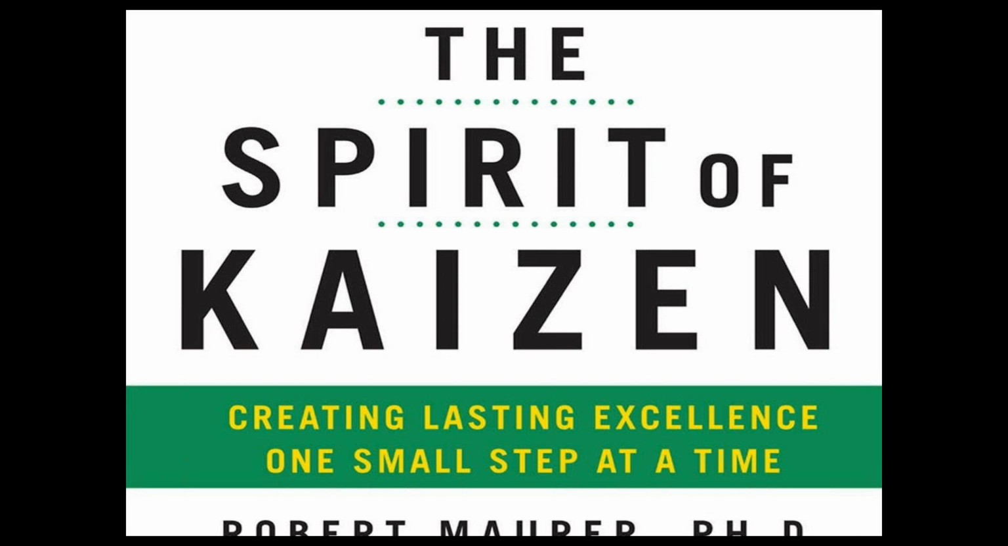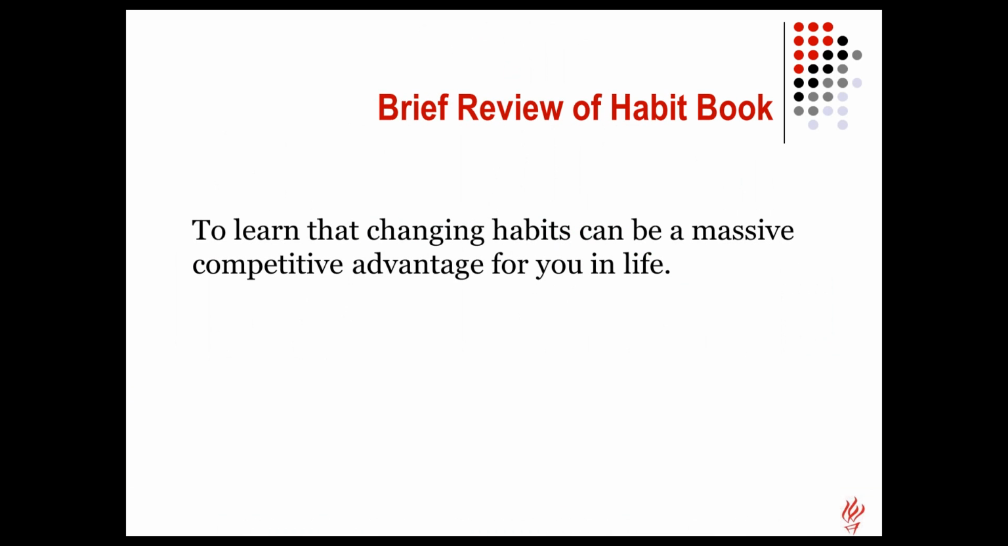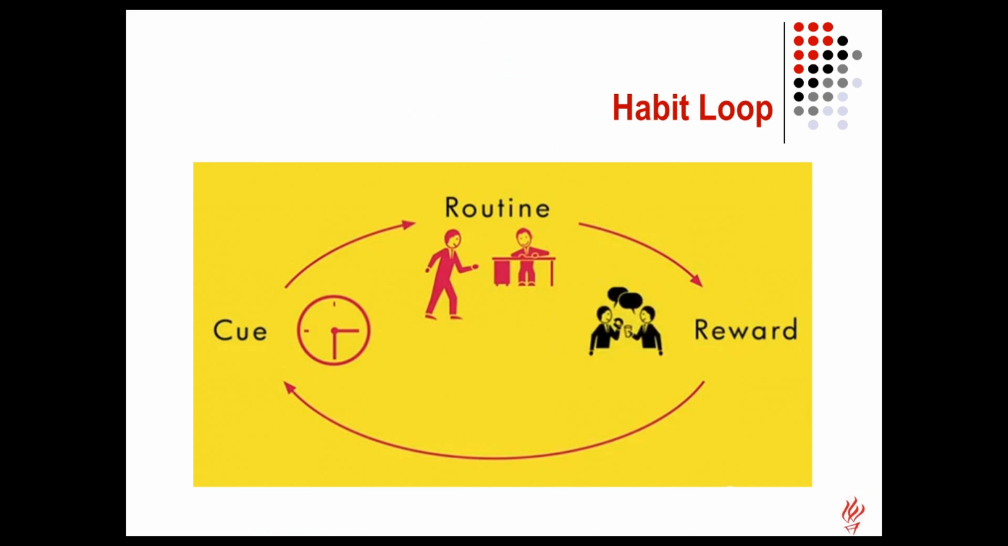And what we're talking about next is a review of the homework, which was a book called The Spirit of Kaizen. Now, this was a very powerful book, and it introduced a very simple concept. And what we're trying to do is connect the dots between the Power of Habit book and the Kaizen book. And the point that we're trying to make through the Dominate Market program is that if you can learn how to shift and change habits for you and your law firm team, it can create a massive competitive advantage for you in your life. And just as a review, the essence of the habit loop was there was a cue, a routine, and a reward.